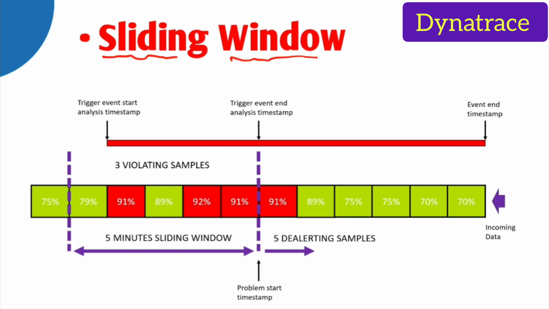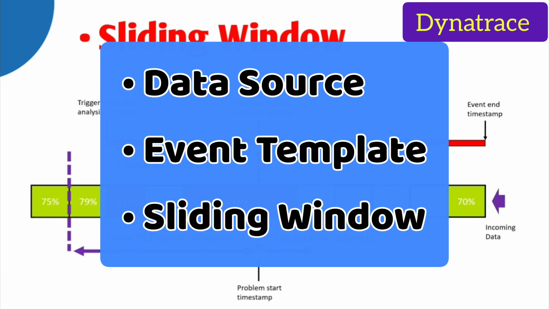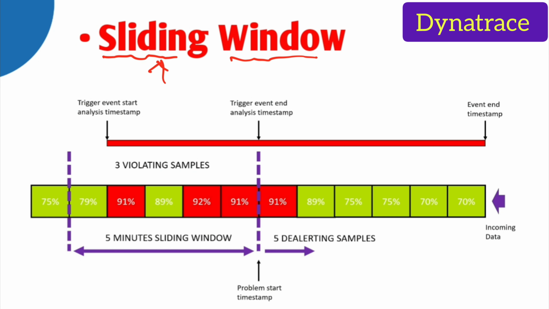It plays a very important role in anomaly detection configuration. Basically, anomaly detection configuration depends on several factors like data source, event template, and finally sliding window. Today our focus is on the sliding window. To understand how it works, I have attached one image here. With the help of this, we are clearly going to understand the behavior of the sliding window.